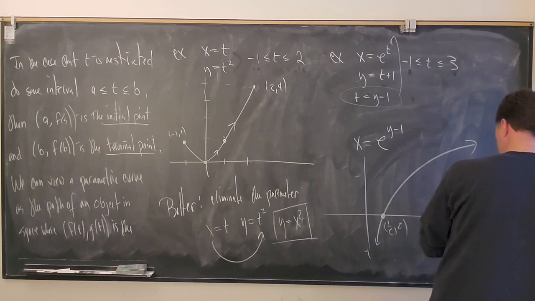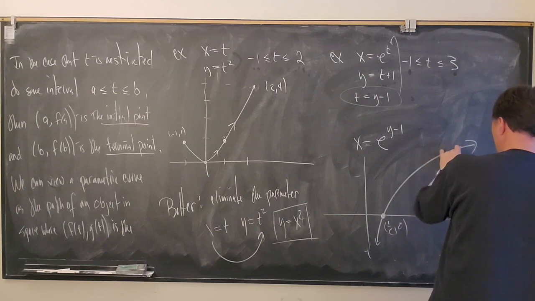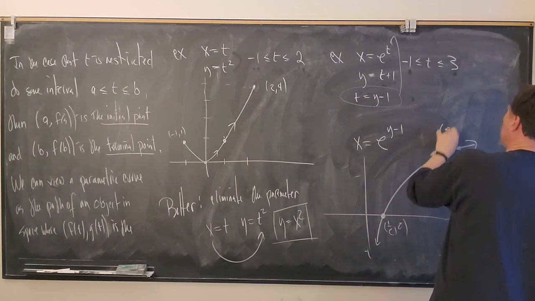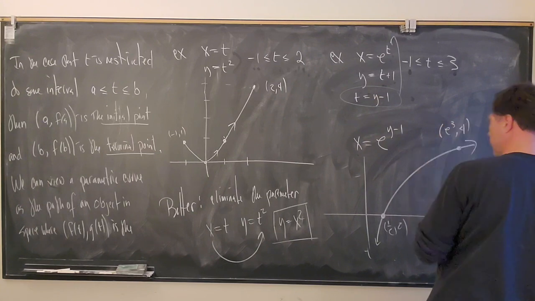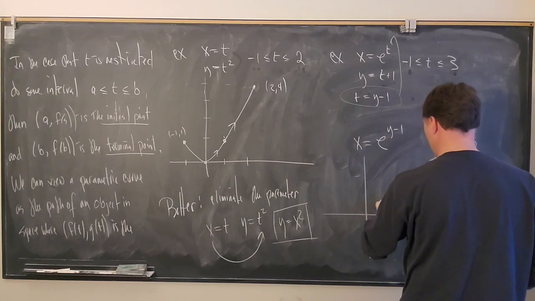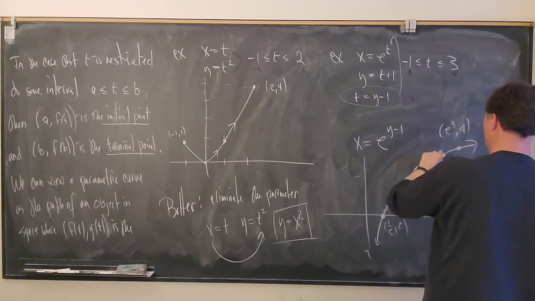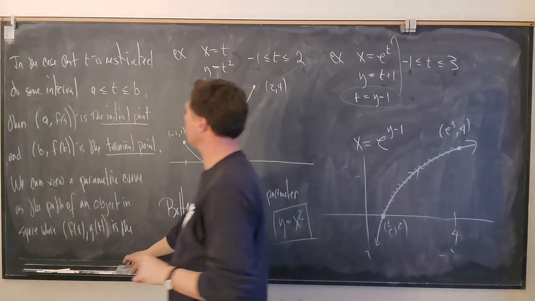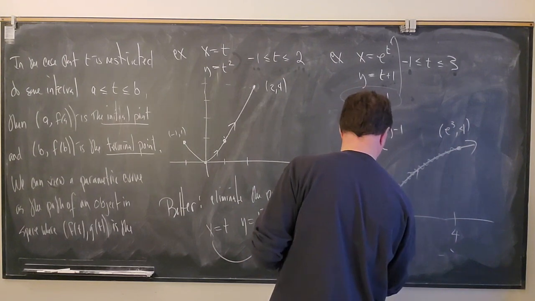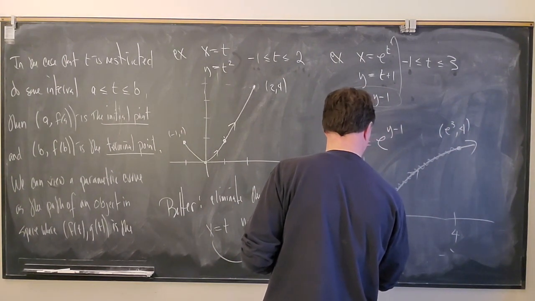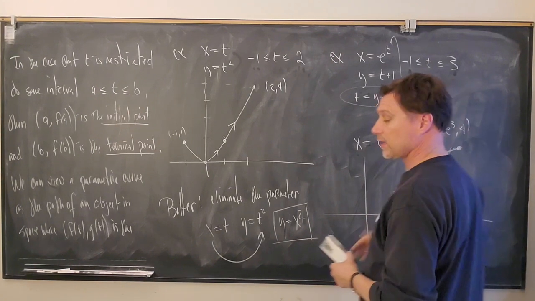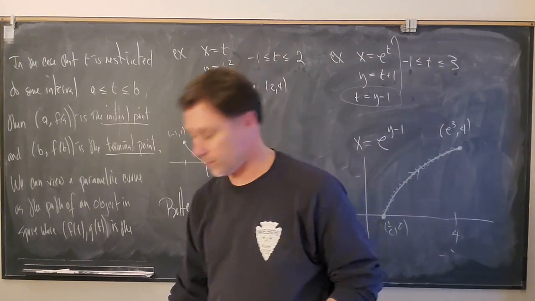So somewhere out here, let's say 4 is right there, that's our terminal point. And so this will be e cubed, comma 4. So the portion of the graph that we want is actually the shaded part right here, and it's got direction going like that. And so then we can erase the rest of it by eliminating the parameter and then taking into account what our t values were. That gives us a full picture of what the graph looks like.